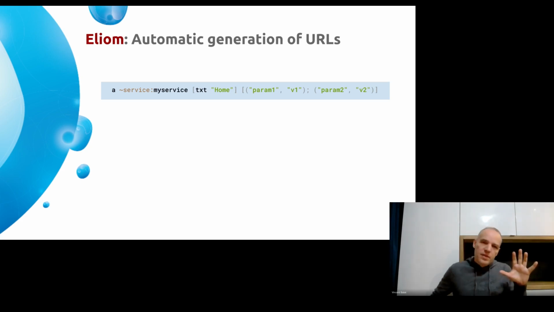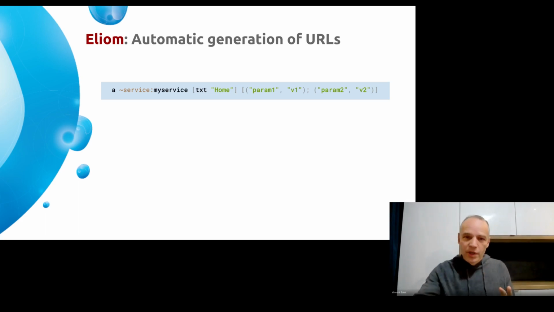With this, it's impossible to have broken links because URLs are computed automatically by Eliom. And if you decide to move your service to another URL, all the links will automatically be updated and remain correct.